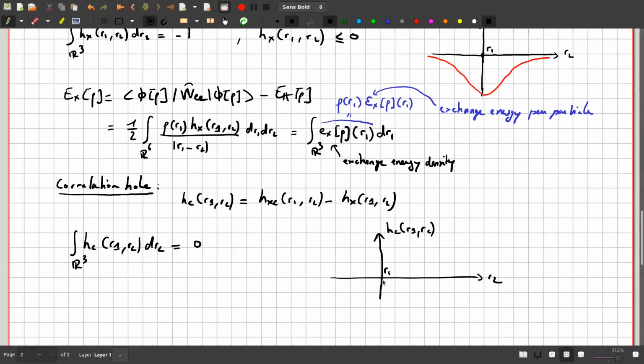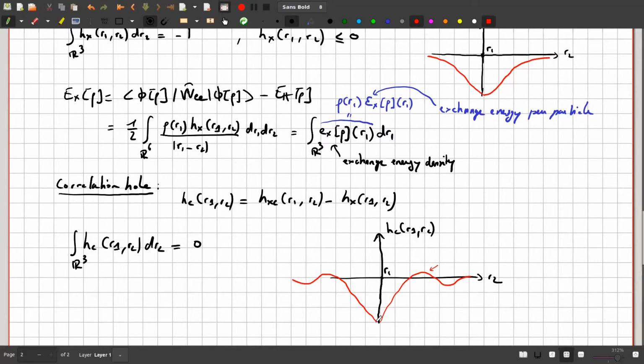Again, I put the reference for the first electron at r1 here. And then a typical shape is something like that. So it has positive and negative parts here. Close to the first electron, it is negative because you always have a decrease of the probability of finding the second electron close to the first one due to correlation effects.